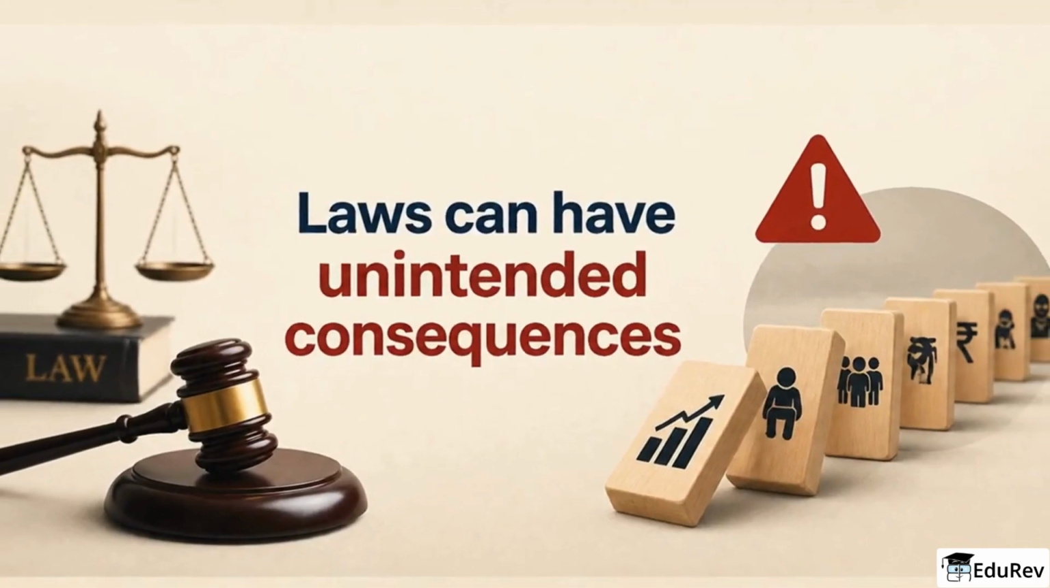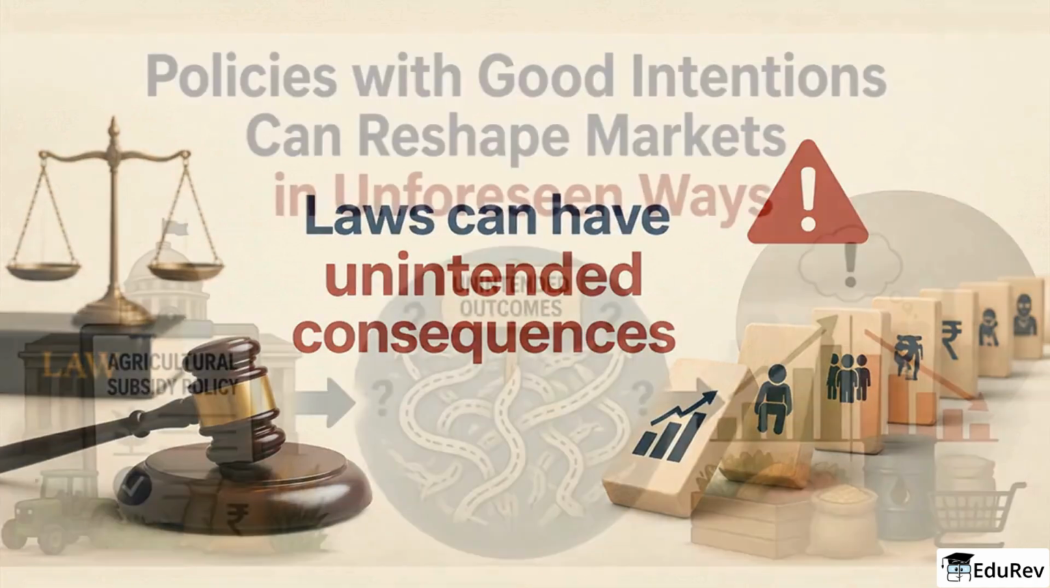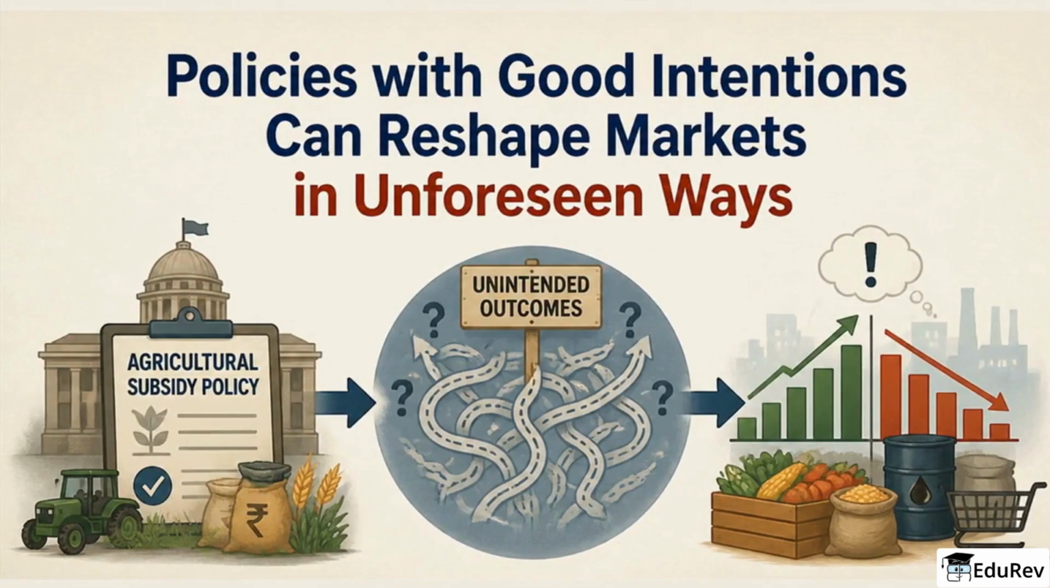Legislation can also have unintended consequences, so mention this briefly in an answer to show depth. For instance, some agricultural or subsidy policies in other countries later reshaped markets in unforeseen ways, highlighting the limits of legislative foresight.